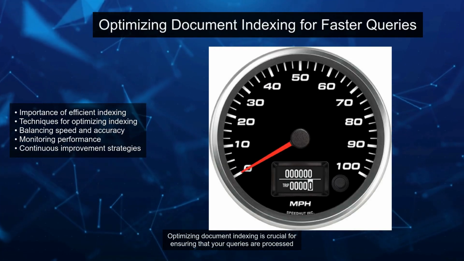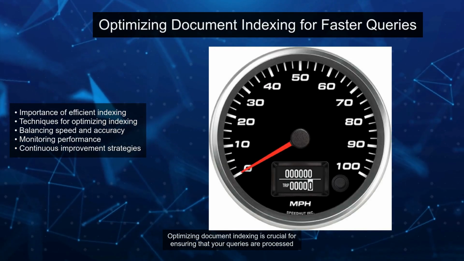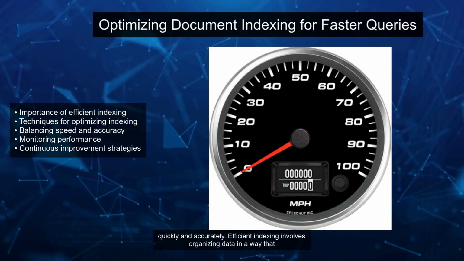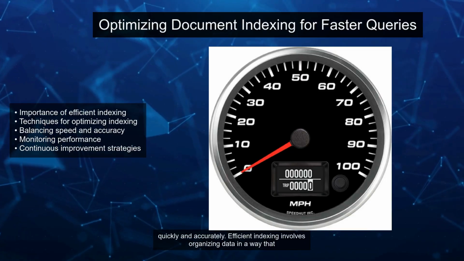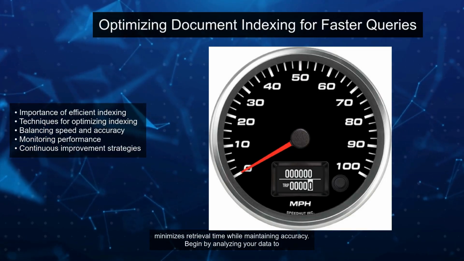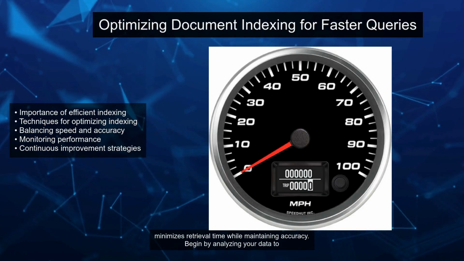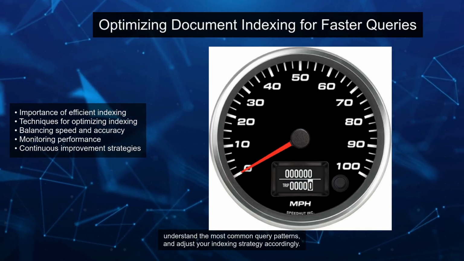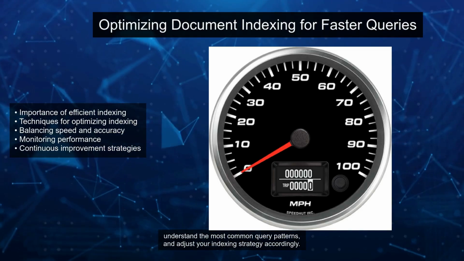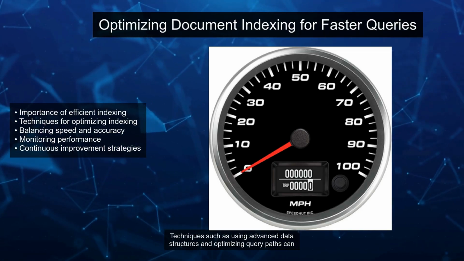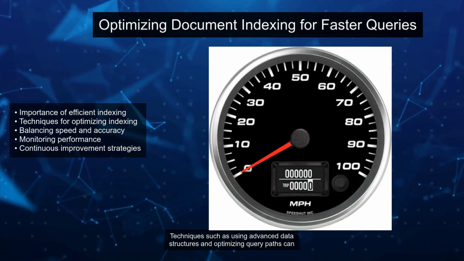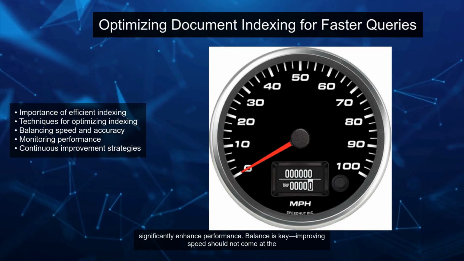Optimizing document indexing is crucial for ensuring that your queries are processed quickly and accurately. Efficient indexing involves organizing data in a way that minimizes retrieval time while maintaining accuracy. Begin by analyzing your data to understand the most common query patterns, and adjust your indexing strategy accordingly. Techniques such as using advanced data structures and optimizing query paths can significantly enhance performance.